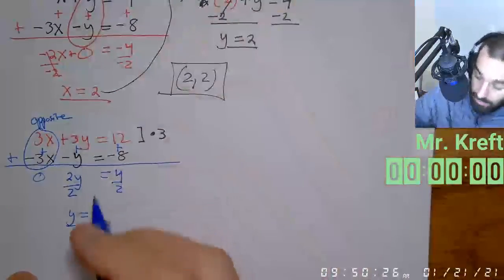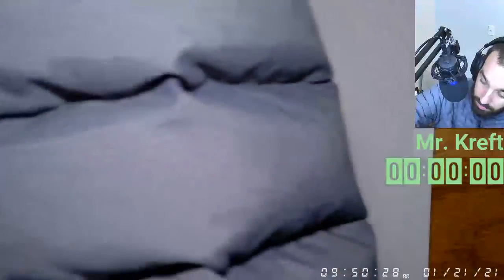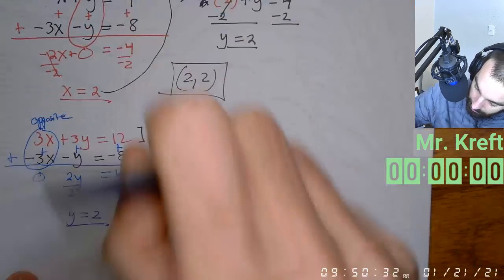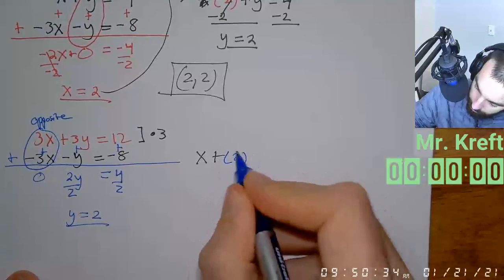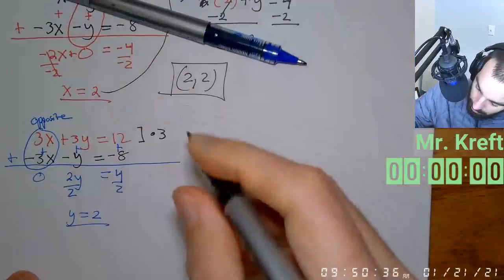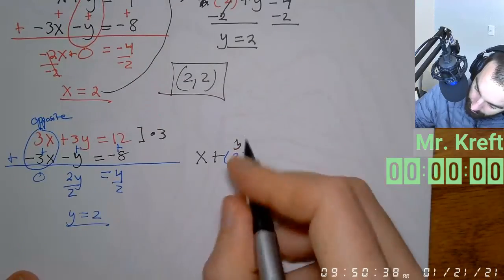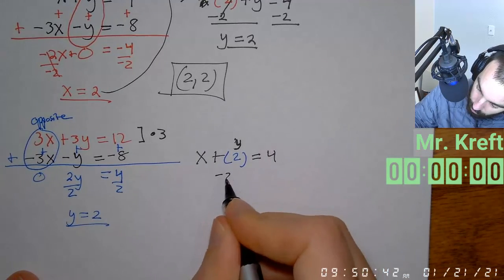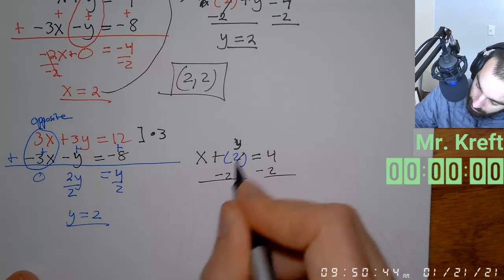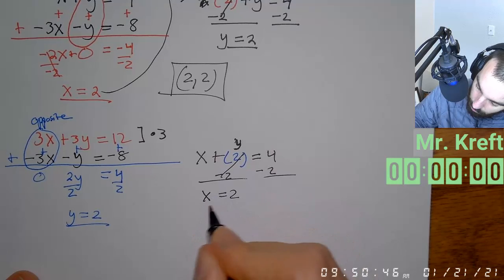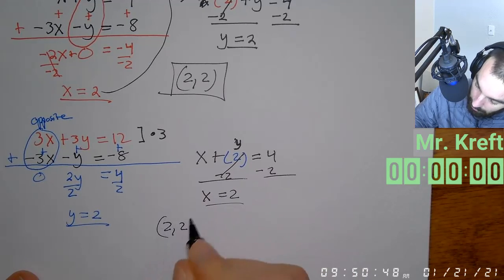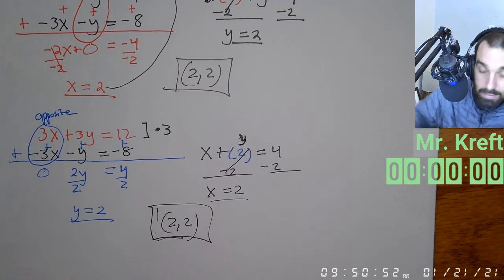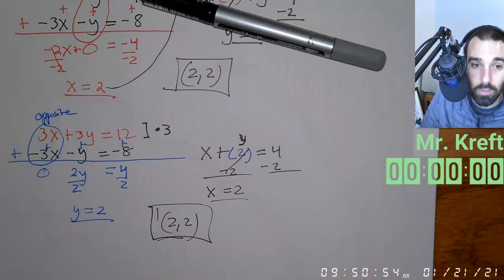And then I'm going to want to plug this back in. I still think the top equation is the easiest one to use. So I'd go x plus, and then my y now is 2, right? This used to be my y. And then that equals 4. So I go ahead, I subtract 2 from both sides. I get x equals 2. So I get 2, 2. So again, it doesn't matter which way you do it. You should be getting the same answer.